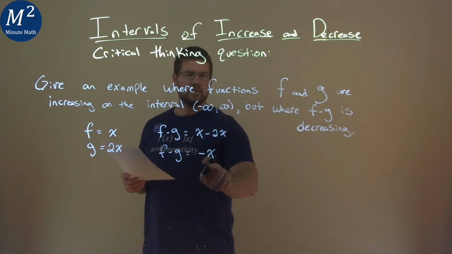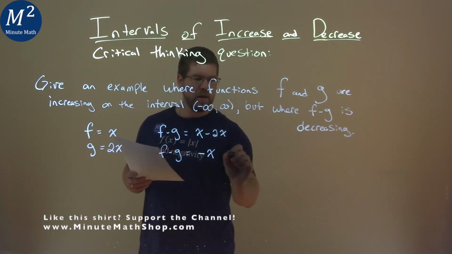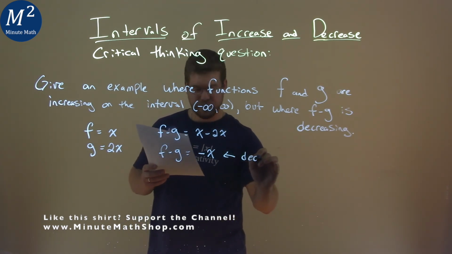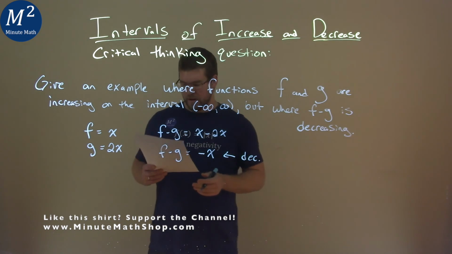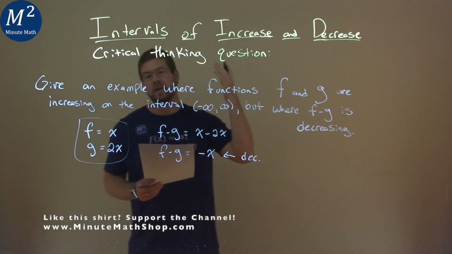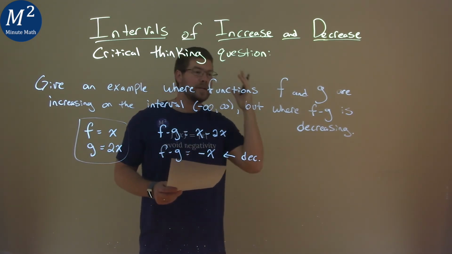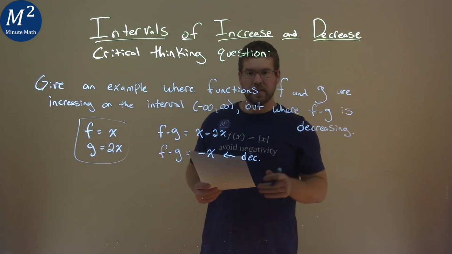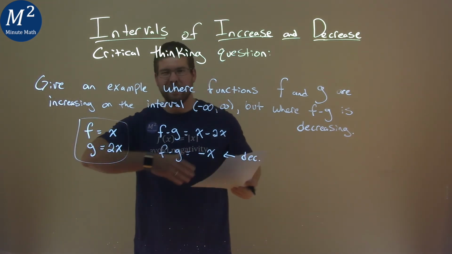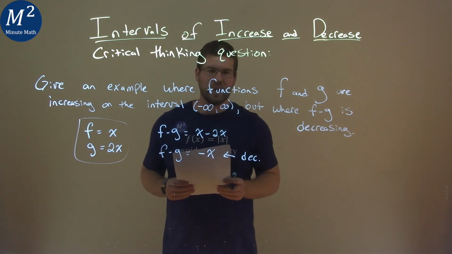Well, negative x, is that decreasing on that same interval? Yes. Our f minus g, which we found to be negative x, is decreasing on the interval from negative infinity to positive infinity. So those are two functions that satisfy this critical thinking question, where f and g are increasing on our interval from negative infinity to positive infinity, but f minus g is decreasing. Again, it could be many, but here's just one of them. F is equal to x and g is equal to 2x.